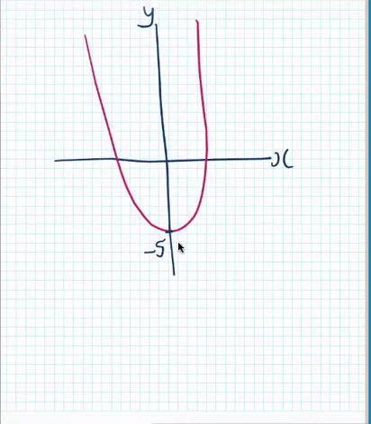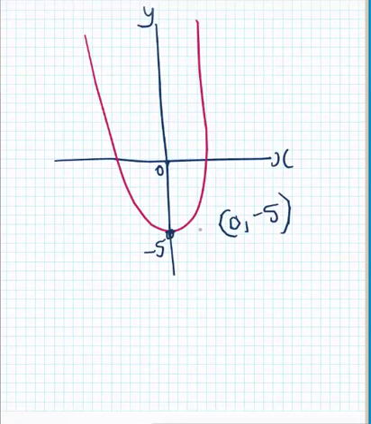We can see that the turning point is over here, where y is -5. And what's the x value of the turning point? Well, the x value of the turning point is 0. So this turning point, its coordinates are when x is 0 and y is -5. And we can get this just by looking at this graph over here.